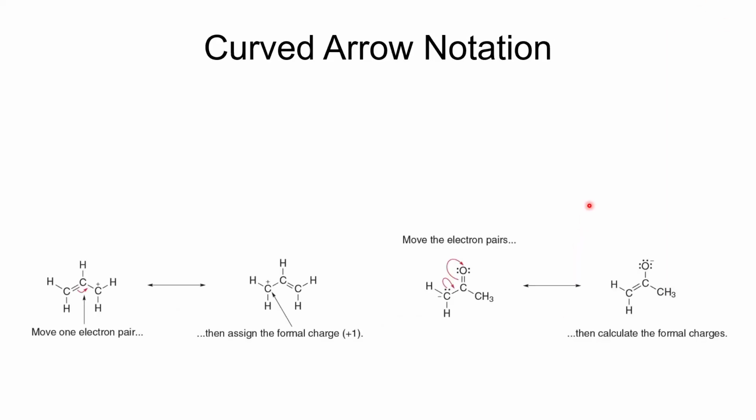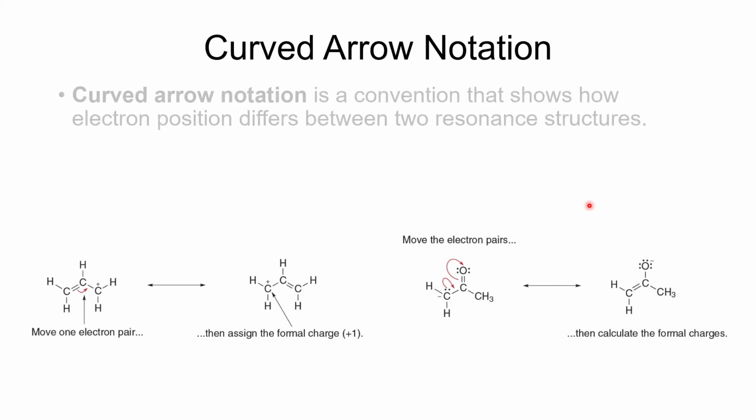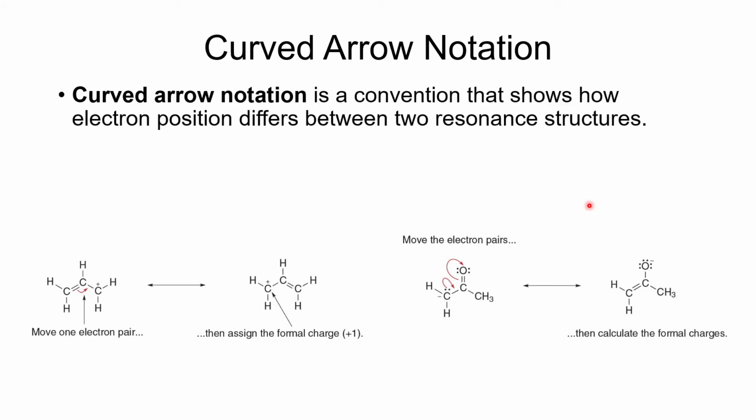So now we want to look at what we refer to as curved arrow notation. This is an important concept and something that I really stress throughout this semester and next semester. If you're going to be good at organic chemistry, then you have to be good at curved arrow notation. It is a convention that we use that shows how the electron position differs between the 2 resonance structures.